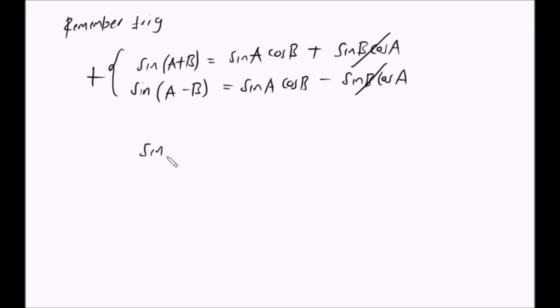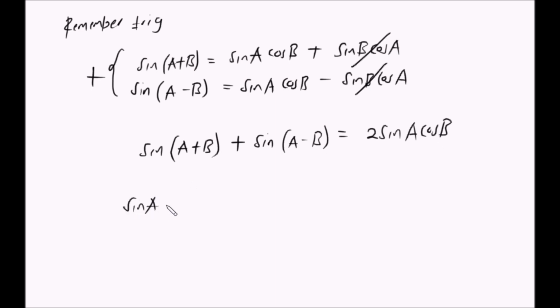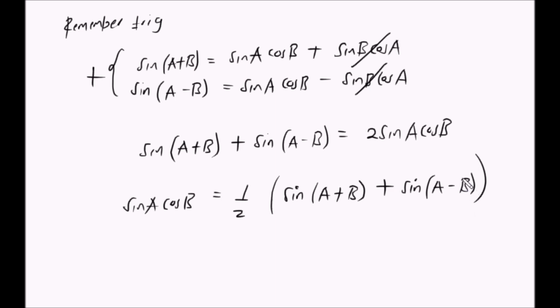So you're going to find that sin (A plus B) plus sin (A minus B) is just equal to 2 sin A cos B. So finally, sin A cos B is equal to 1 over 2 of sin (A plus B) plus sin (A minus B), like this. We're going to use this now to derive the integral for the product of a sine and a cosine.